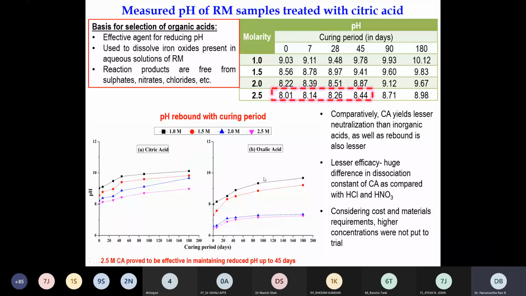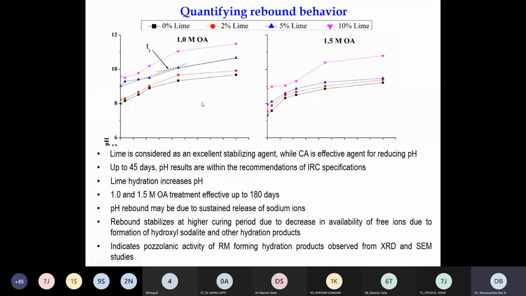And so this is how we have quantified. And these are the results pertinent to the combination of the organic acids along with the lime. Now here we also tried to add the lime, because, as I told, we need to address multiple properties. So pH is one concern, strength is another concern, collapse potential is another concern, and dispersion is another concern.